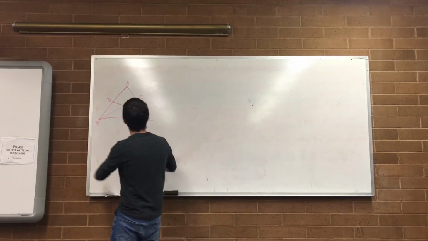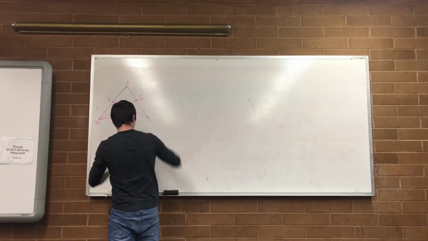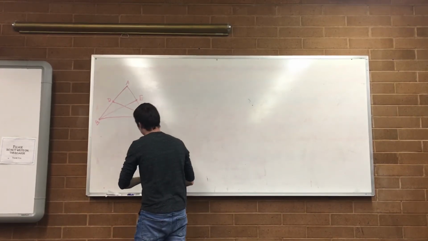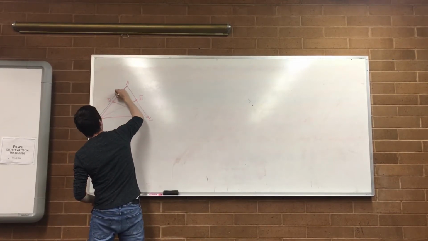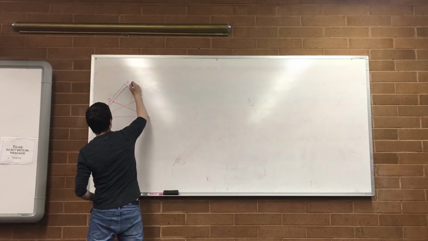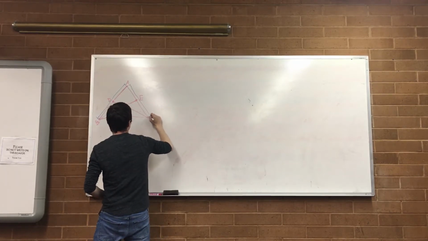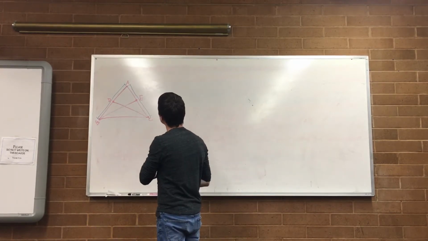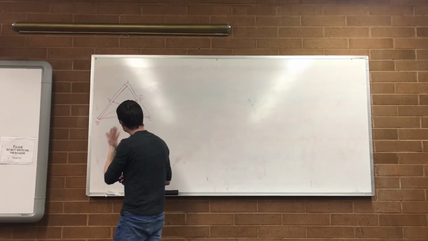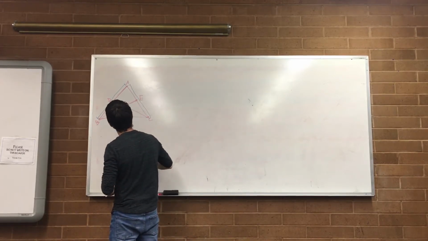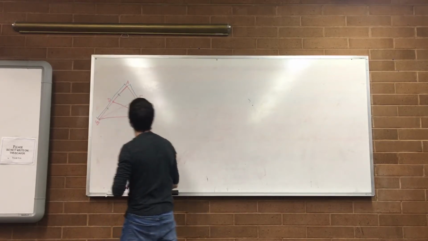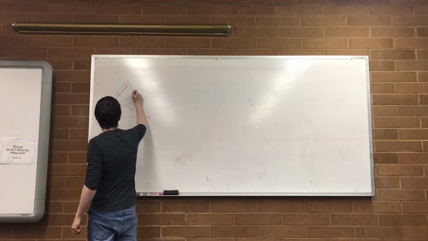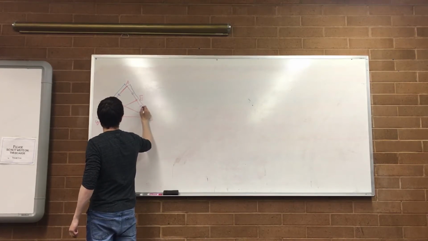AB is congruent to AC. AB is congruent to AC, so that is the one. D is the midpoint of AB. So maybe we'll do this again. That is congruent to that. Okay, D is the midpoint of AB. So that little piece is congruent to that little piece. And E is the midpoint of AC. And that little piece is congruent to that little piece.